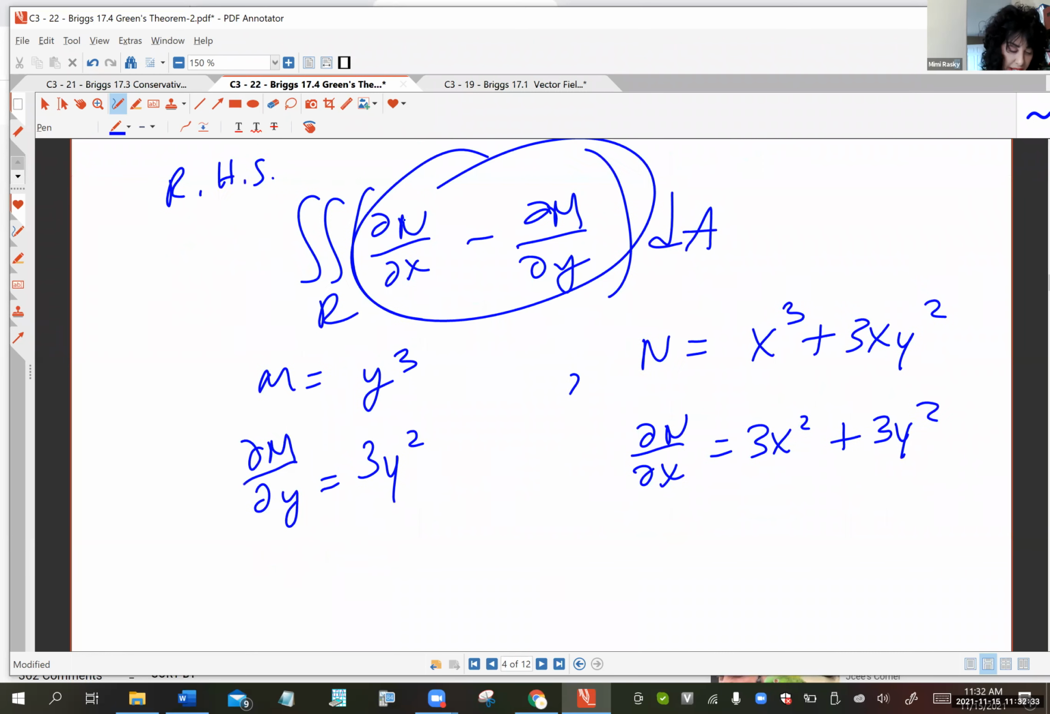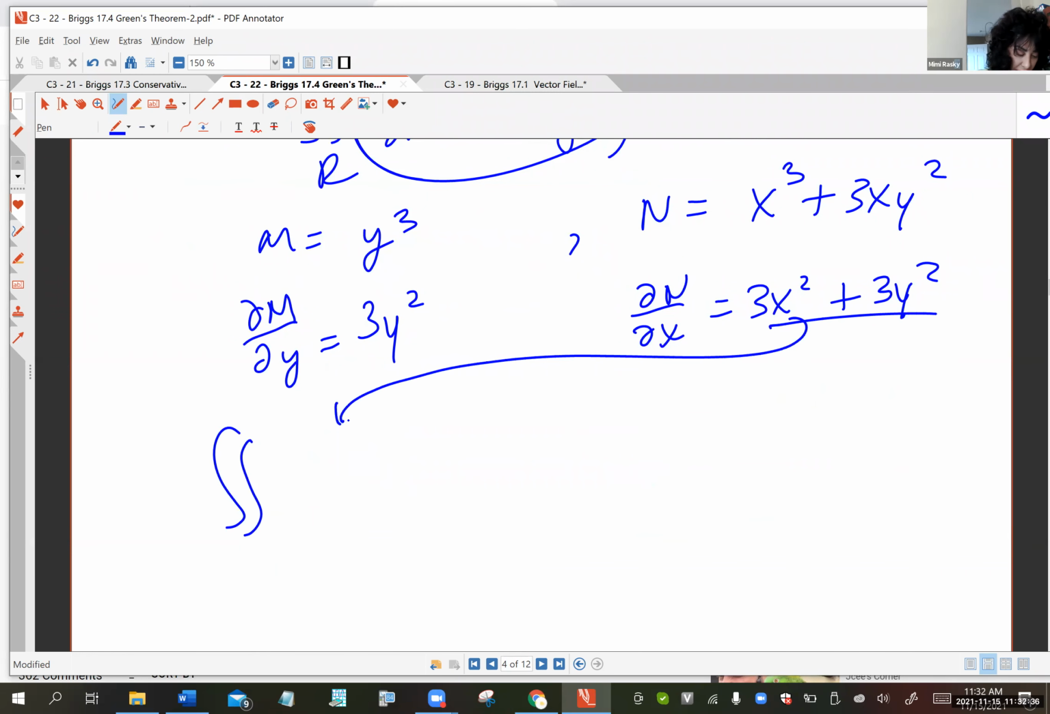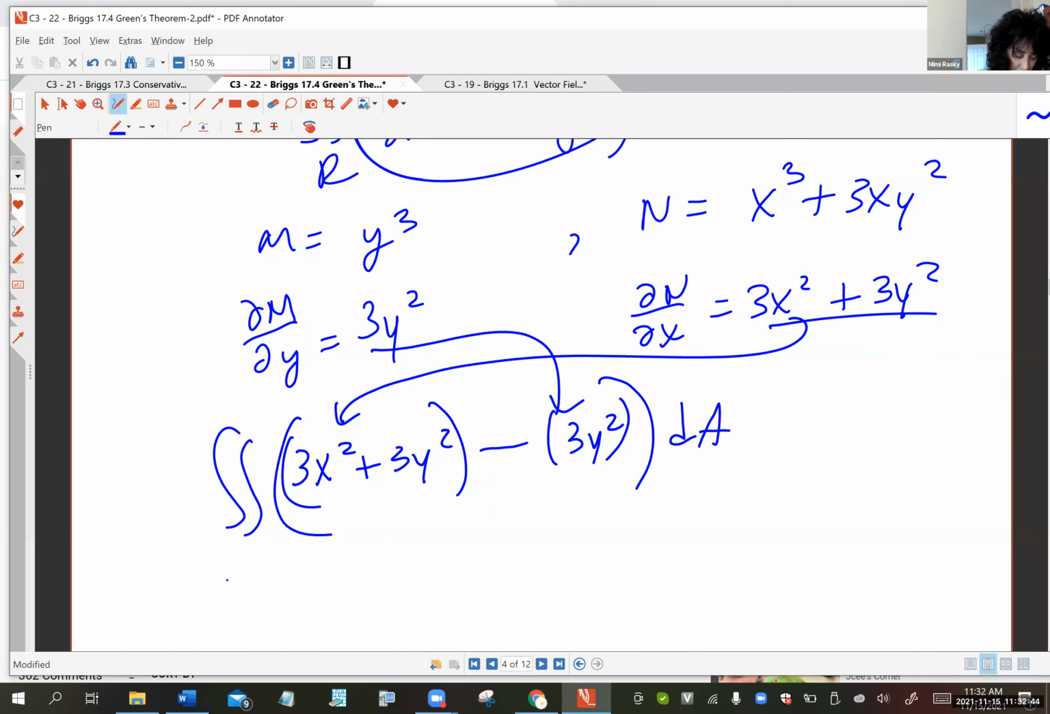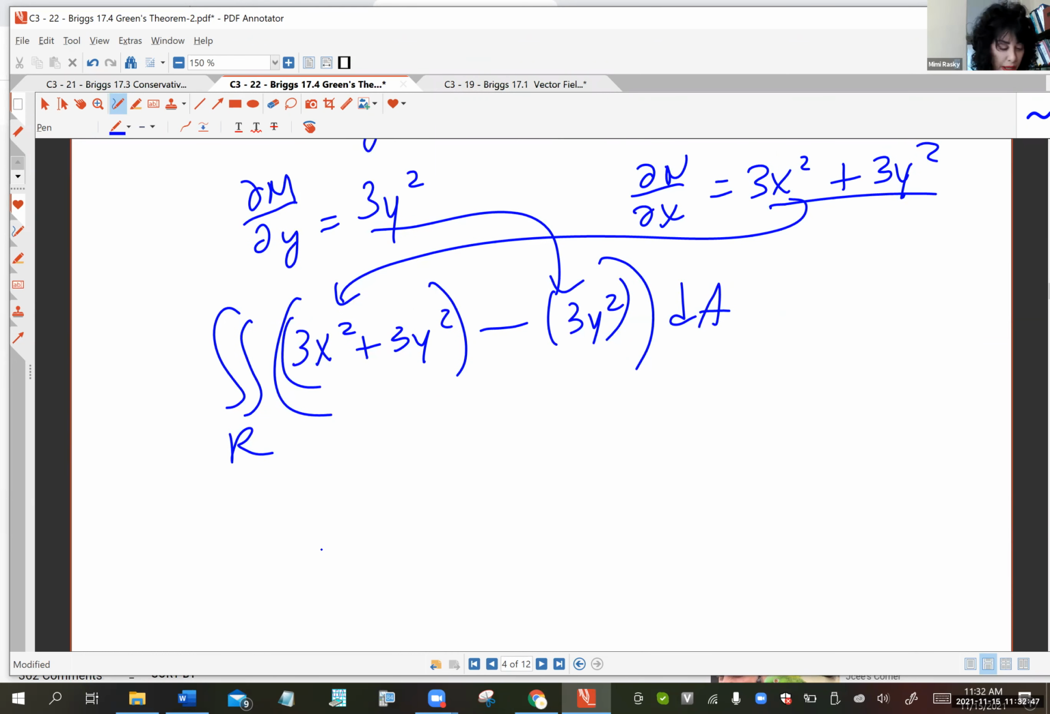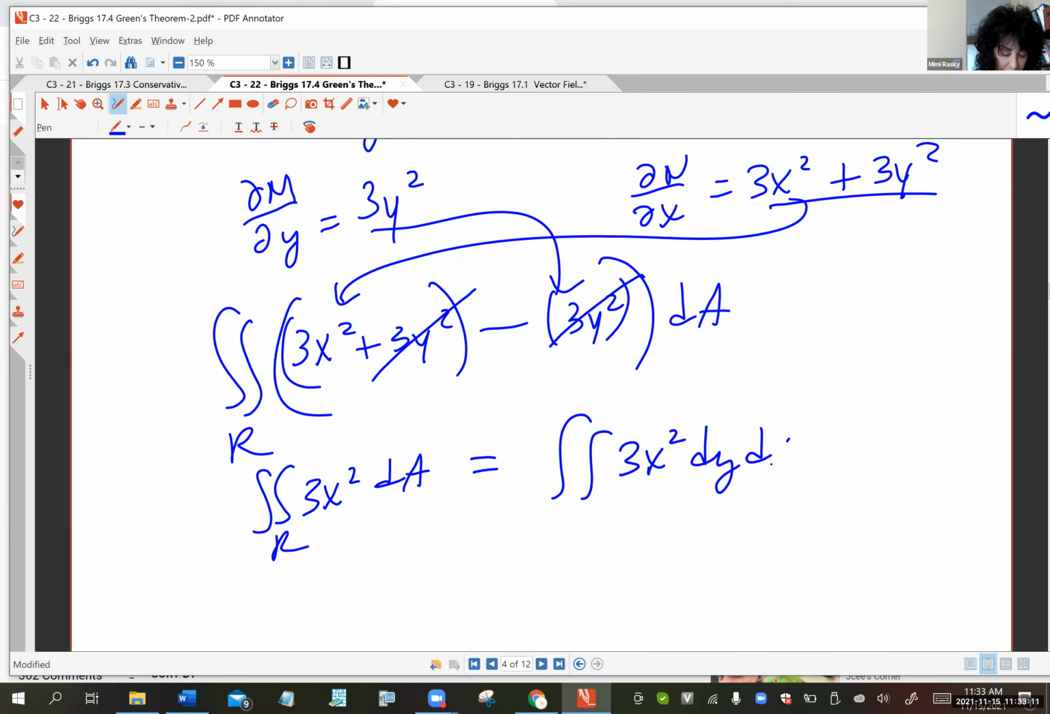So then this integrand, which is dN/dx minus dM/dy, and yes, it's okay to simplify by adding like terms. It looks like the 3y squared terms go away because 3y squared minus 3y squared is 0. So the only thing we're going to have to integrate is 3x squared. Well, how are we going to do that? Well, you guys know double integrals. You're experts. So my personal favorite order of integration is dy dx.